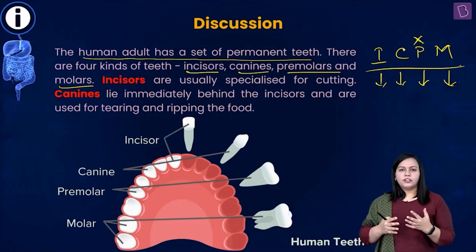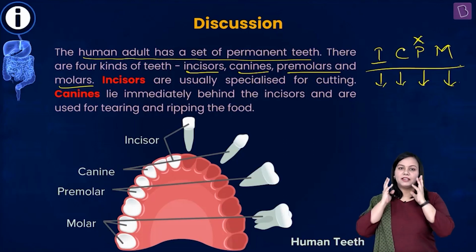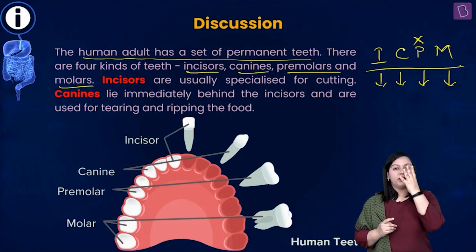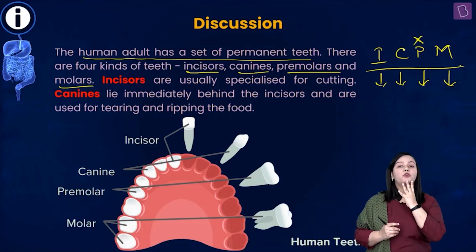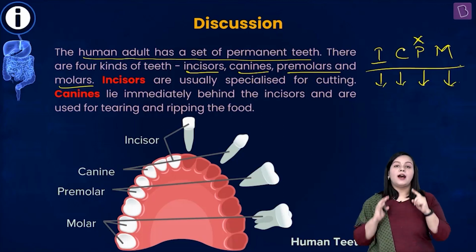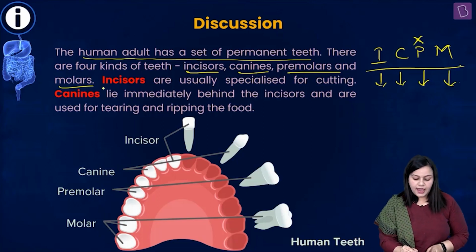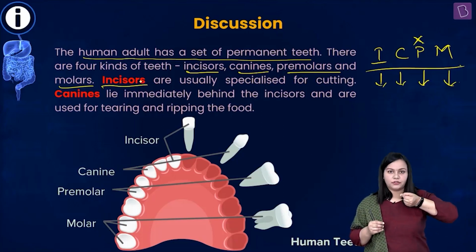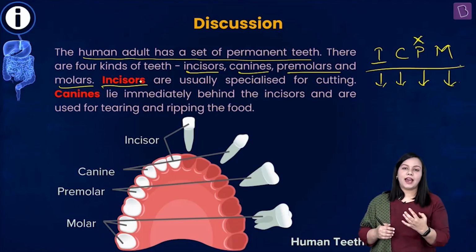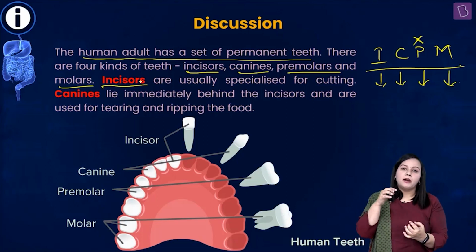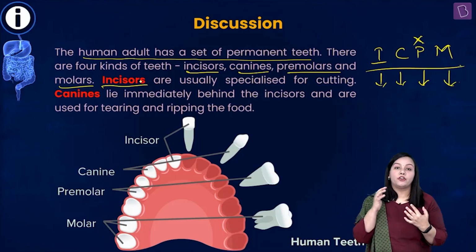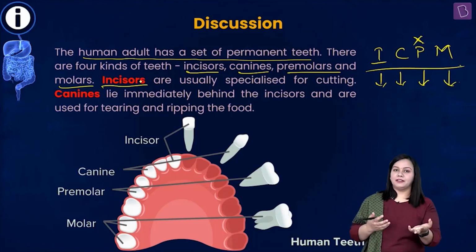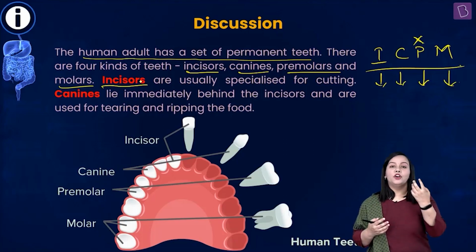Now let us look at the function and how they are placed in the whole dentition. The front 4 teeth of the upper jaw and the front 4 teeth of the lower jaw are called incisors, and these, if you have noticed, are very flat. So they help in biting into the food or cutting into the food.